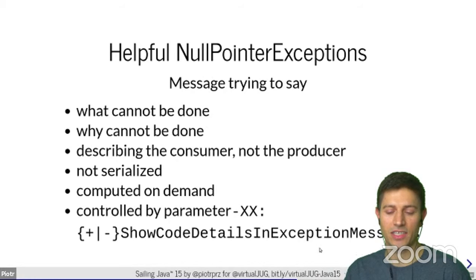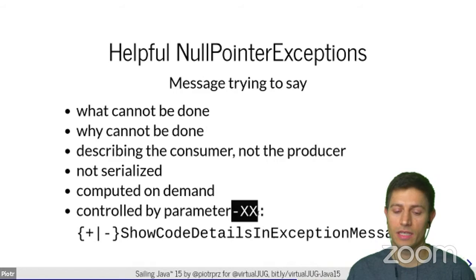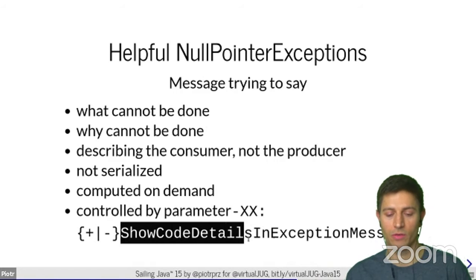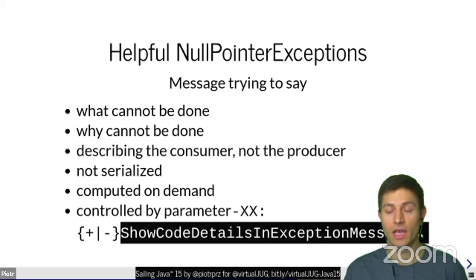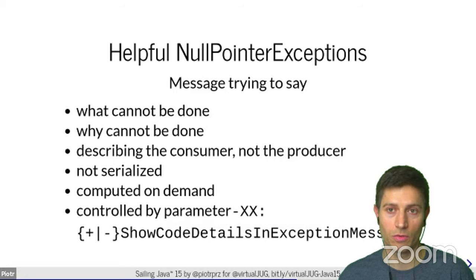So my message about helpful null pointer exception messages is, if you'd like to disable them for whatever reason, just use -XX and then minus and show code details in exception messages. This will make your JVM behave like it used to work before.